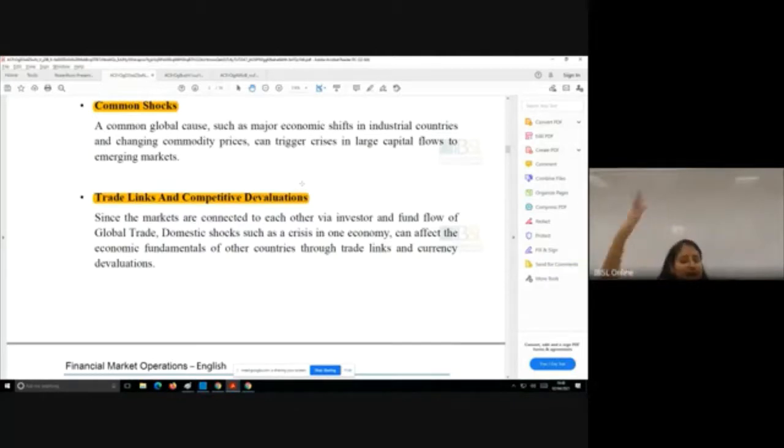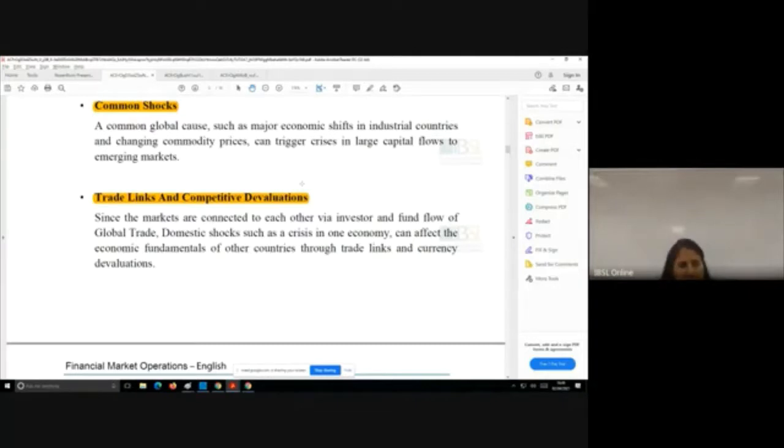Okay, when their exports are impacted, that country will also get affected. That's one way. Another scenario is, let's say, country A and B. Country A invests in country B as foreign direct investments.